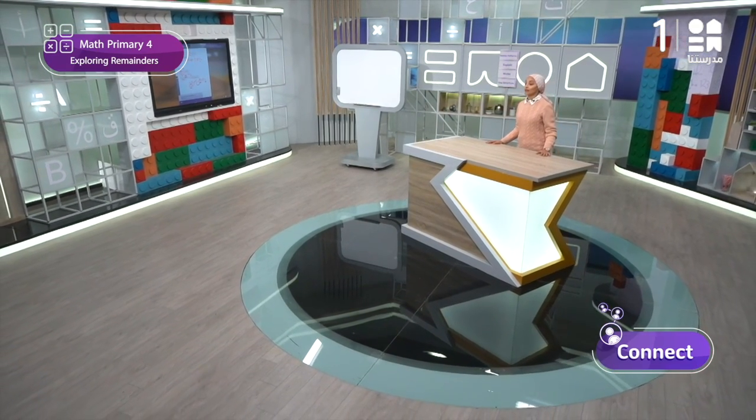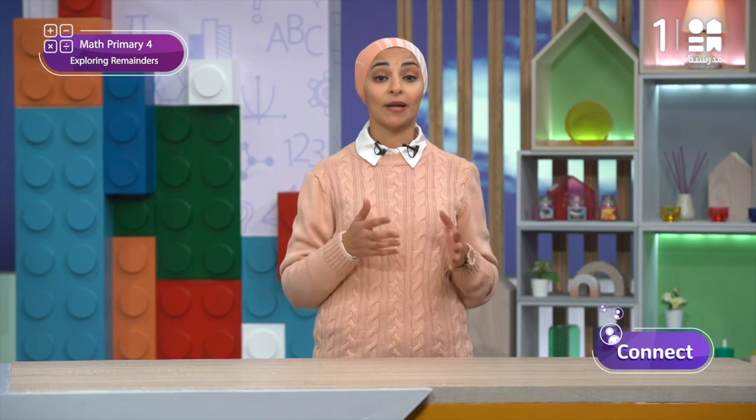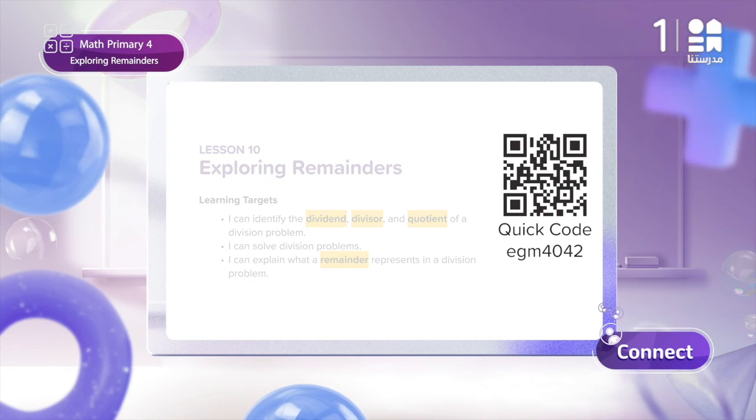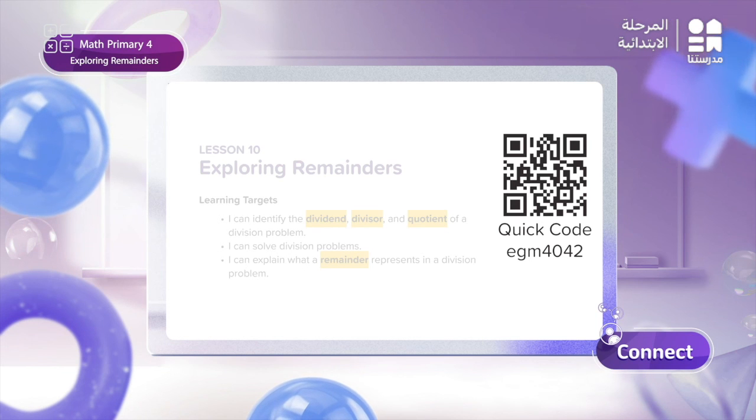We have assured that division and multiplication are reversed operations, عكس بعض, and that our knowledge of the multiplication facts we have learned in primary 3 really helps us to identify the quotient and whether there is a remainder in the problem or not. If you want to practice more problems, you can scan the code in front of you, which will direct you to more and more problems to check your understanding of the lesson.